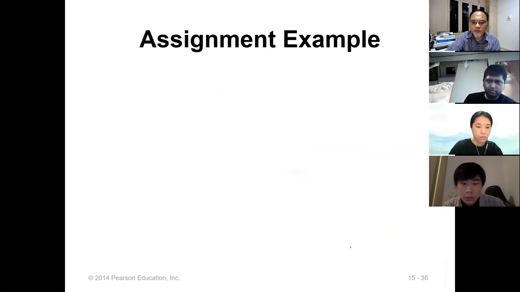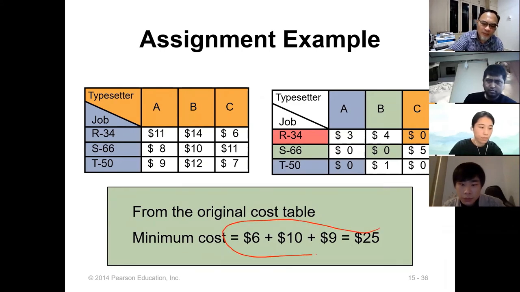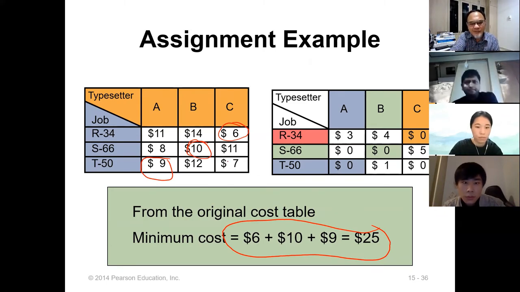But it doesn't stop here, because you need to go back to the original table, and you'll see that this is actually 9 plus 10 plus 6 from the cost table. For example, if you assign R34 to A, 11, and then S66 to B, 10, 11 plus 10 plus 7 is 28. This is not the cheapest. So through the assignment method, you can actually determine the cost.